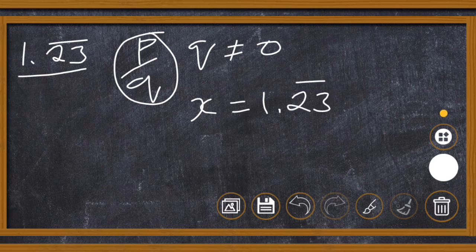After we are done with this, the second step, as we have been doing before, is multiplying with the number of figures this bar has covered. So it has covered how many? 2 figures. So we are going to multiply with 100. So 100 multiplied by x, we are going to have 100x. And then 100 multiplied by 1.23, we are going to have what?